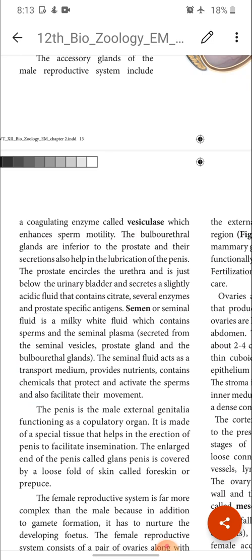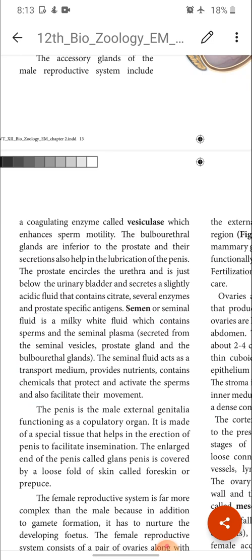It is highly acidic fluid. See, the secretion of seminal vesicle is alkaline fluid. The secretion of bulbourethral gland is acidic fluid. And what are the constituents of this acidic fluid? Citrate, several enzymes and prostate specific antigens are the substances present in the secretion of bulbourethral glands. Okay.